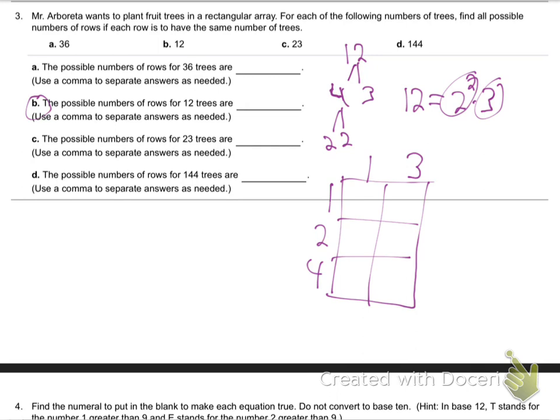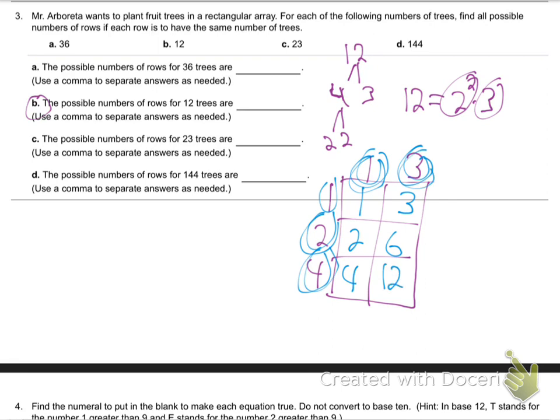And then multiply the numbers on the inside. 1 times 1 is 1. 1 times 3 is 3. 2 times 1 is 2. 2 times 3 is 6. 4 times 1 is 4. 4 times 3 is 12. There they are. 1, 3, 2, 6. You can put them in any order. Doesn't matter. 4, 12. There's all the numbers that go into 12.